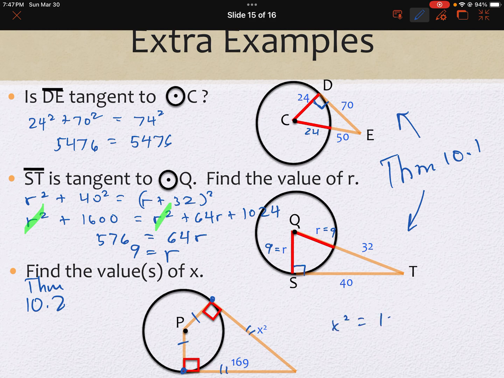So x squared equals 169. So x is 13. Now, x could also be negative 13. So remember that from algebra. Since this is geometry, a lot of times we just discard that negative value. But we're not saying that a segment length is negative. We're saying that x is negative. And that's okay because negative times a negative is a positive. So x could be positive 13 or negative 13. Be careful there.